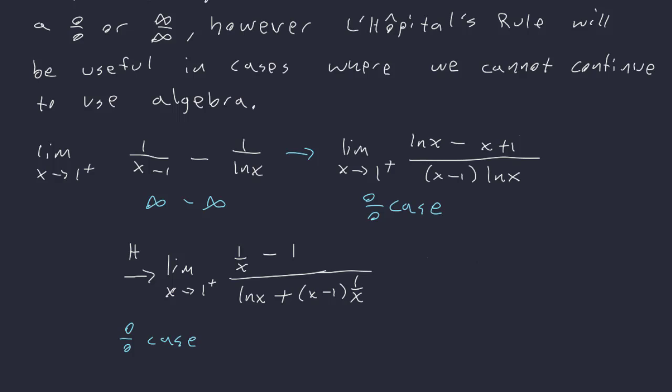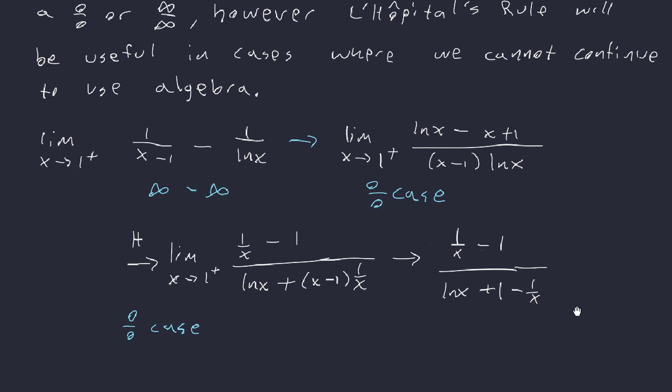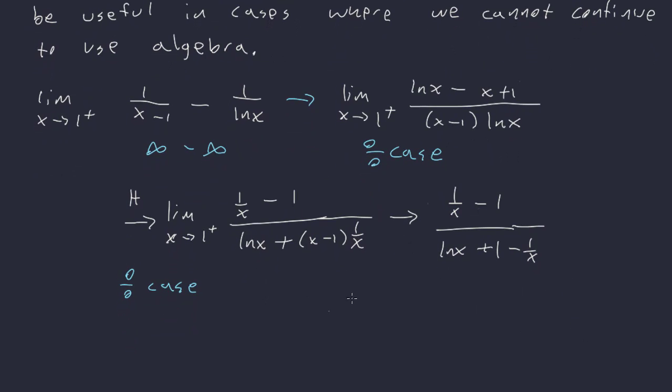However, before we do that, I'm going to simplify the denominator a little bit to make it easier to take the derivative. So this will be 1 over x minus 1 all over natural log of x. And when you distribute this 1 over x, you'll get plus 1 over x. Oops, sorry. It's plus 1. The 1 over x and the x become 1 minus 1 over x. Okay, so now we can apply L'Hopital's Rule again.